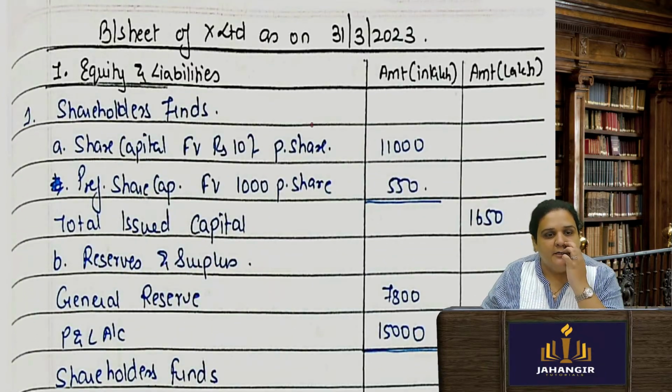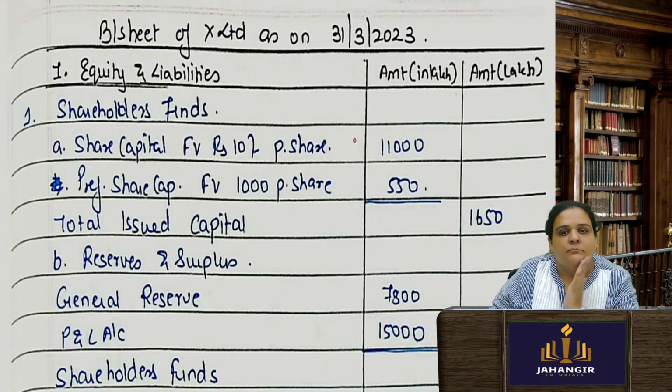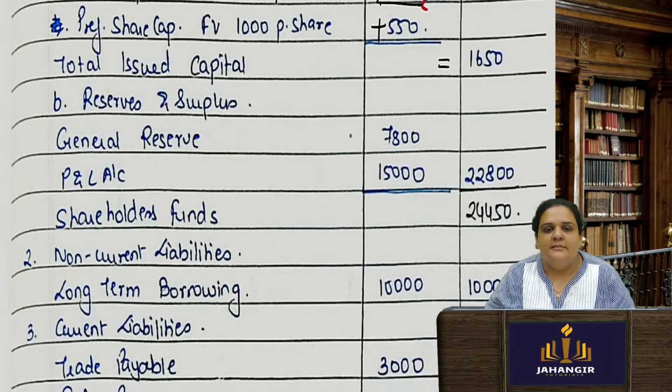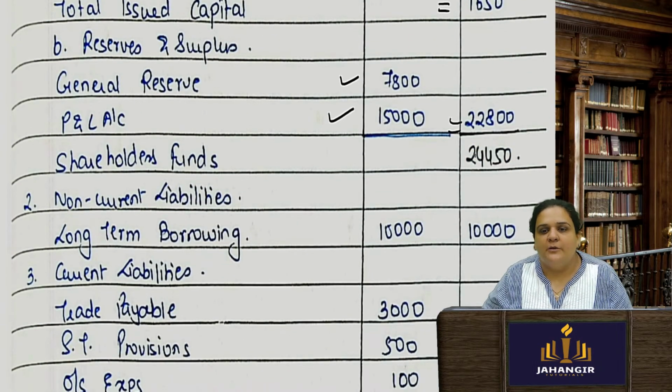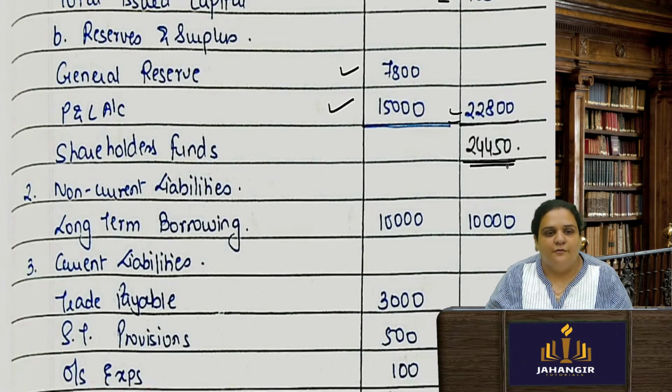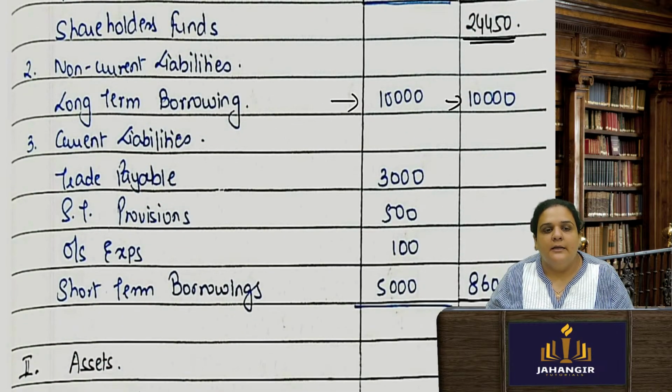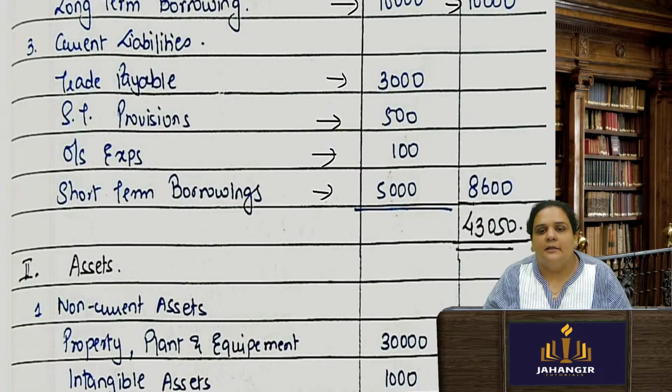Okay, equity share capital. There is one extra zero here. Sorry, remove it, please. I'm extremely sorry. 1100 plus 550, 1650. Reserves and surplus given. General reserve, P&L. Okay, so the total of the shareholders funds is 24,450. In non-current liabilities, we found out this is 10,000. In current liabilities, this is trade payables, short-term provisions, other expenses and short-term borrowings. 8,600 total.